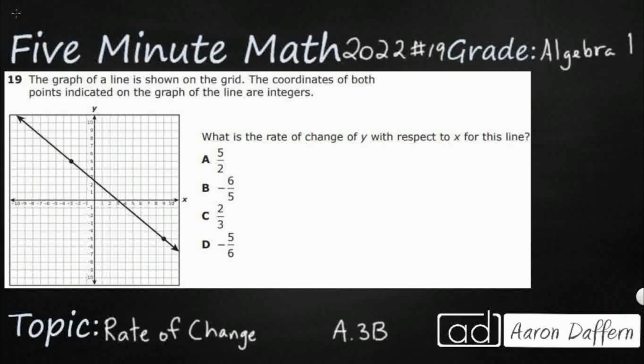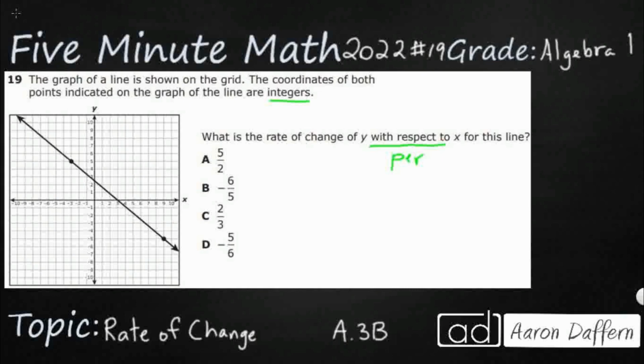So we have the graph of a line, and the coordinates of both points indicated on the graph of a line are integers, so that helps us. We're not dealing with decimals. And so we need the rate of change of y with respect to x for this line. Okay, so with respect to, it's just another way of saying per. So we need the rate of change of y per x.